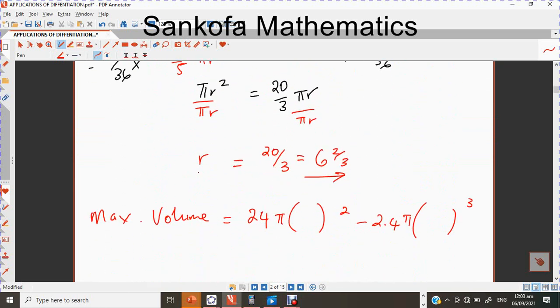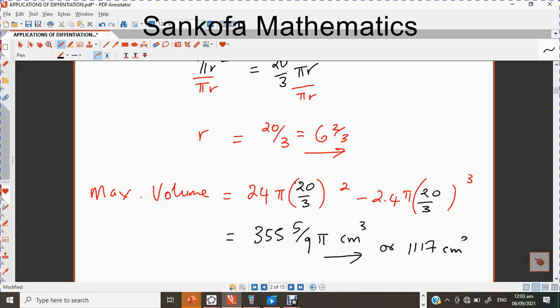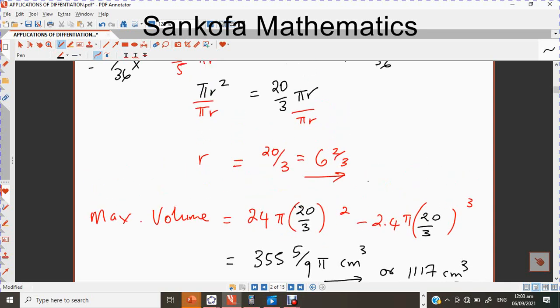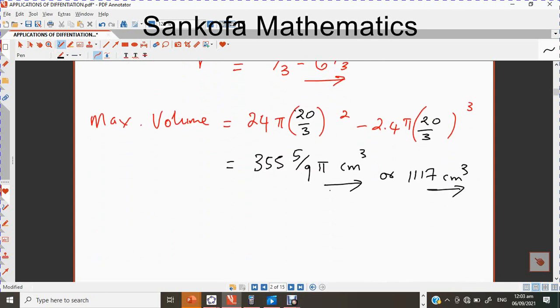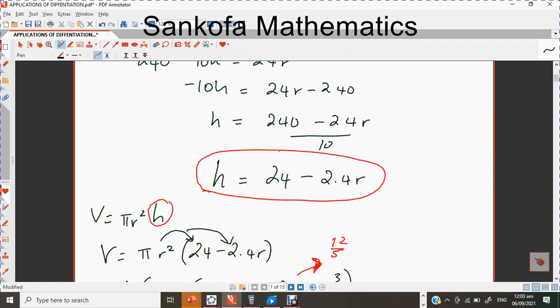So what is our maximum volume? Substituting in the value that we have, if we substitute 20 over 3, you should end up with perhaps 355 and 5 over 9 pi cubic centimeters, or you can even get something like 1117, give or take, cubic centimeters. So that is the maximum volume that we're looking for. It's simply a matter of algebra, and once you are used to that, you should be fine.